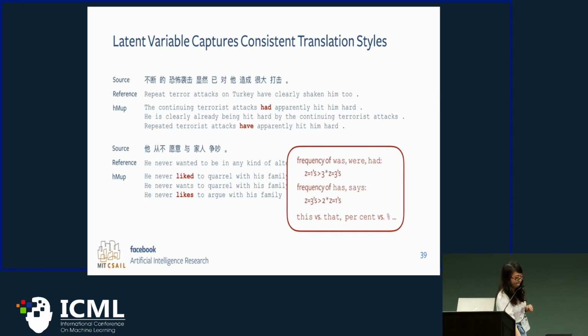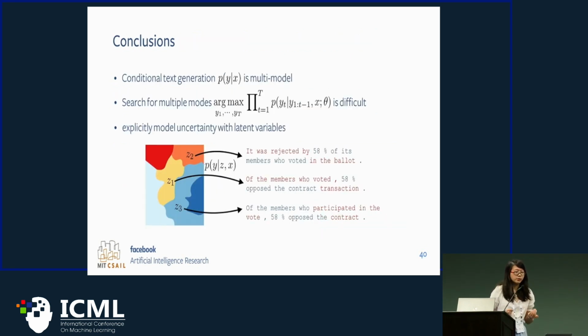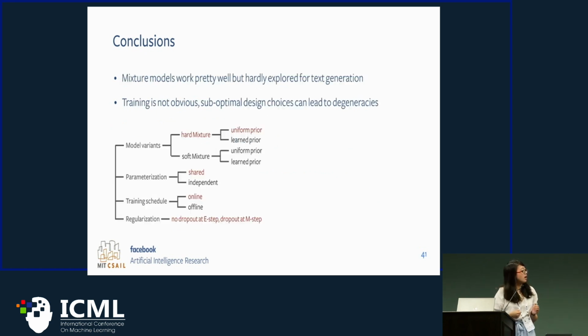To summarize, the output distribution p(y|x) in conditional text generation is multimodal, and search for the most likely sequences of y is difficult. We propose to explicitly model uncertainty with latent variables to better search the space and decode different y from different z. Mixture models are the simplest and most well understood latent variable models in the machine learning literature. They work pretty well, but have hardly been explored for text generation.